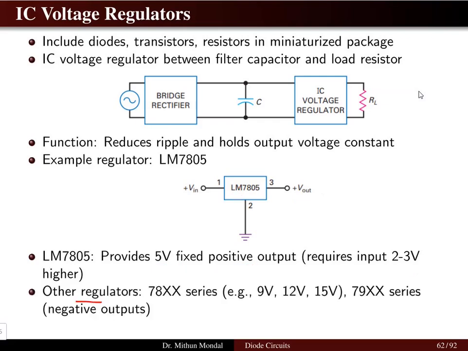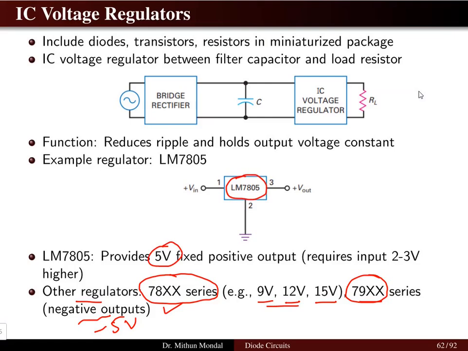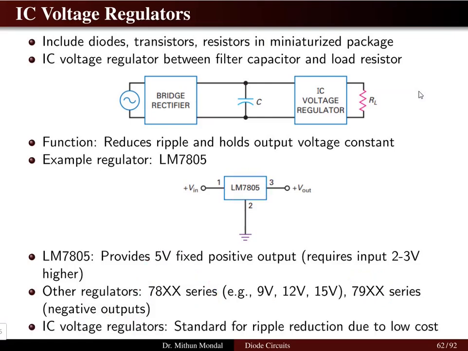Other regulators, if we talk, there are the 78XX series and the 79XX series. The 78XX series we use for 9 volt, 12 volt and 15 volt, and the 79XX series we use for negative output. For example, if we require a potential of minus 5 volt, then we use the 79XX series. The LM7805 we use for 5 volt, but for higher voltage we can go with the 78XX series. IC voltage regulators are standard for ripple reduction due to low cost. So their cost is also very less.